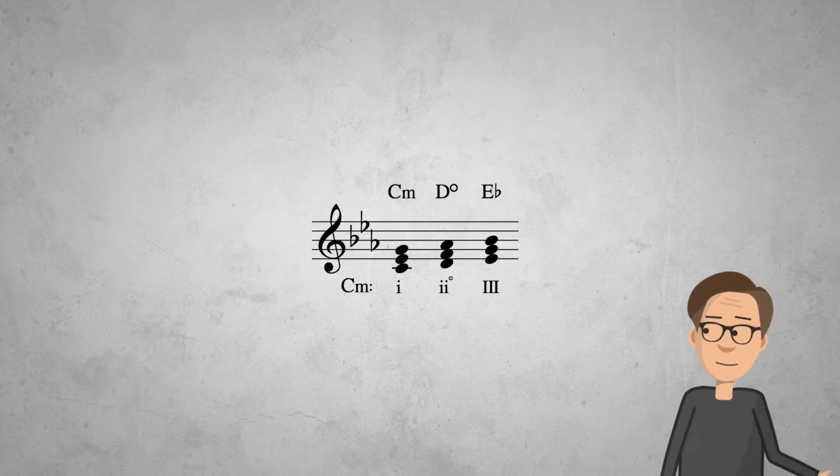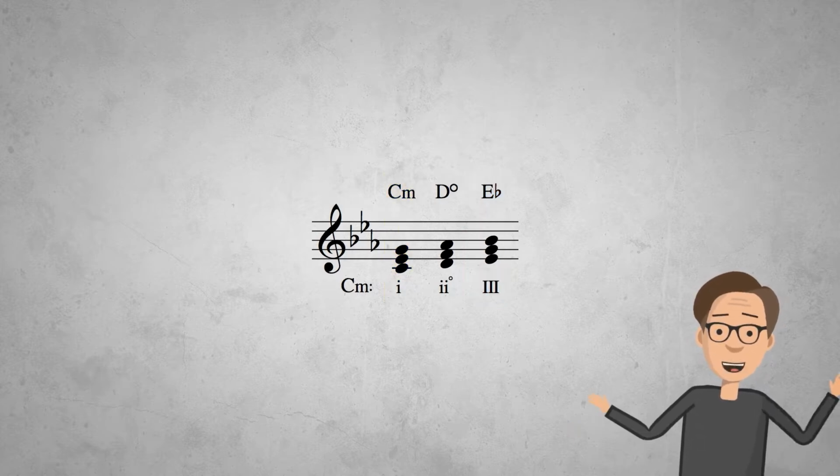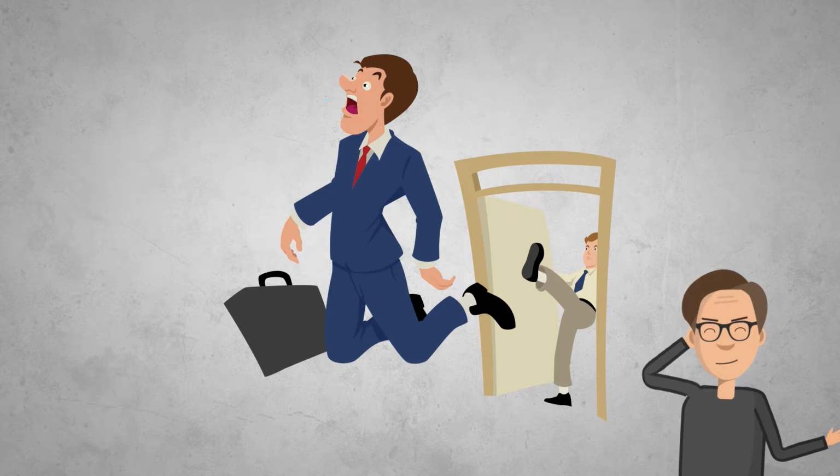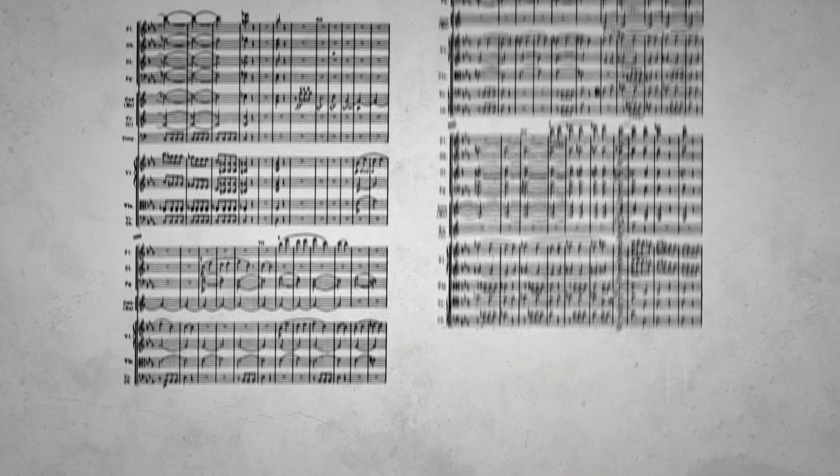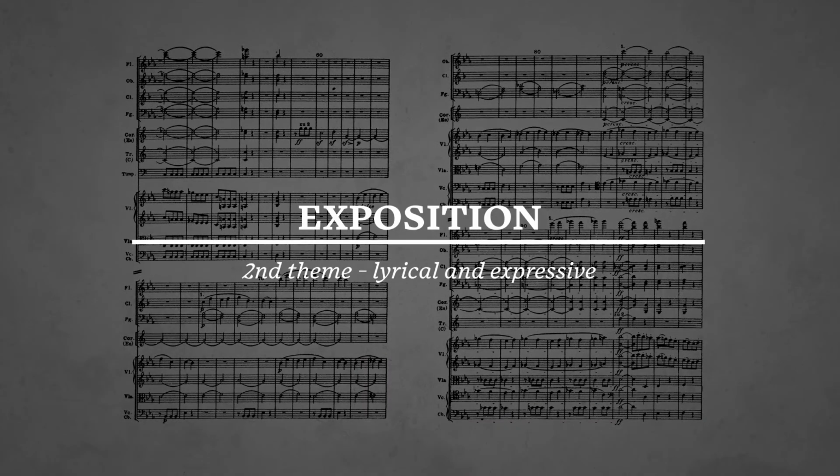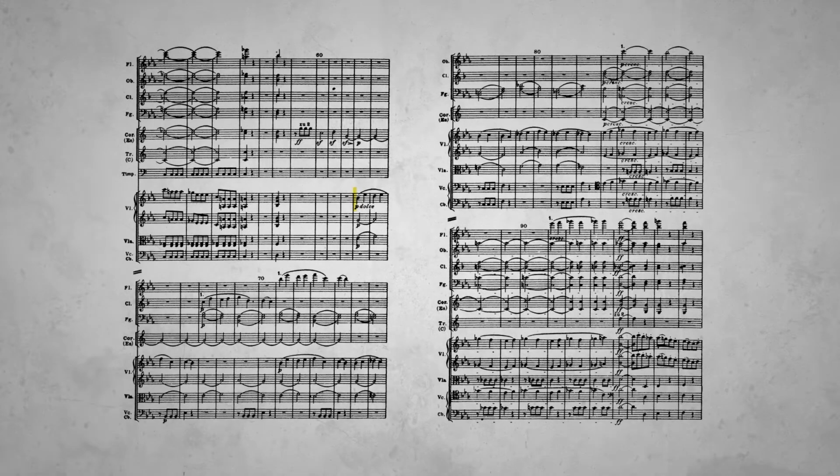It's called the relative major because both C minor and E flat major have 3 flats in the key signature. I used to play in 3 flats. I got thrown out of all of them. Anyway, so we're now in E flat major, and the lovely lilting grace of this secondary theme could not be more welcome.